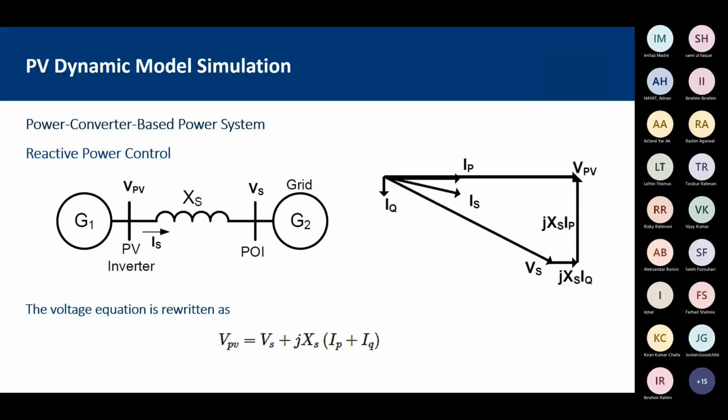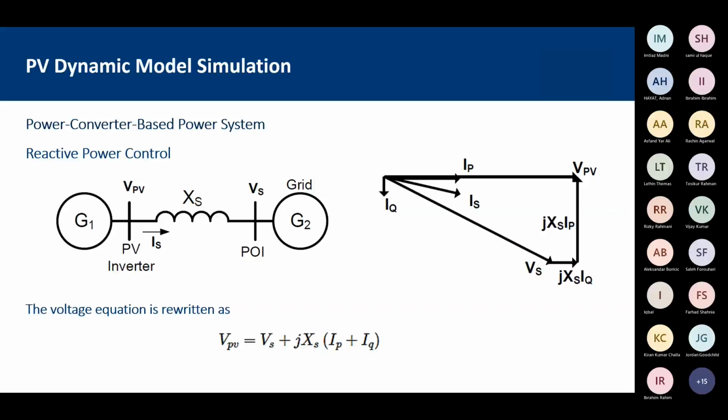So then the current needs to change, right? It means the IQ will change. So this current IS is then decoupled into the real as well as the reactive components. The real one is called IP and the reactive is IQ.